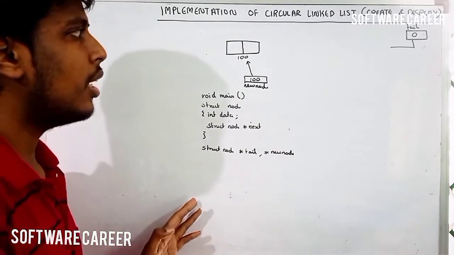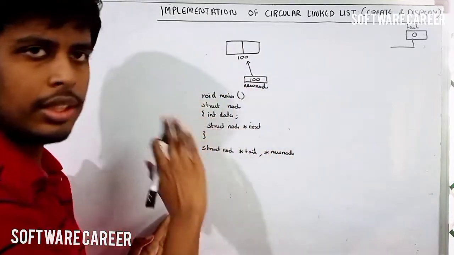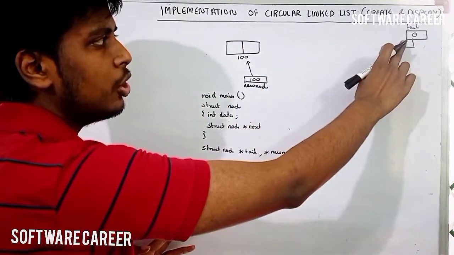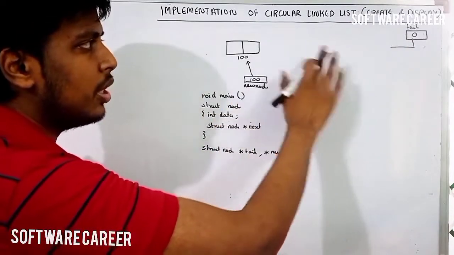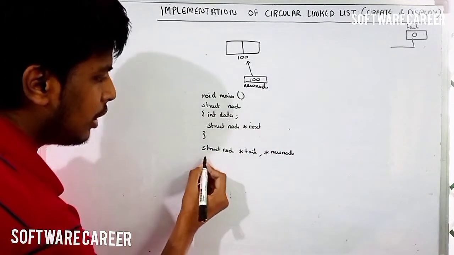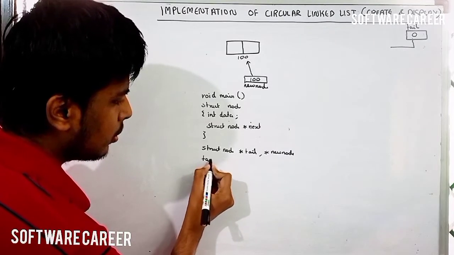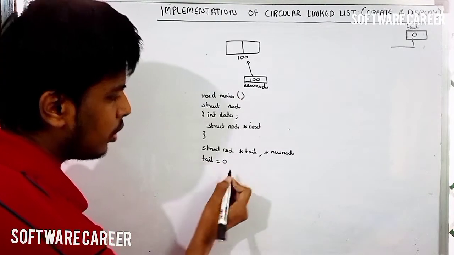Now, at the starting there is no node present in the linked list. So the tail value is 0, because tail is a pointer which points towards the last node, but no node is there. So I am fixing tail as 0. Tail equals 0. I have fixed it.